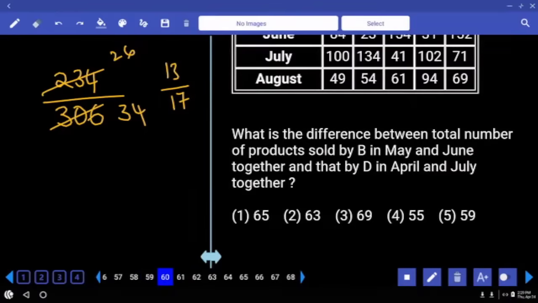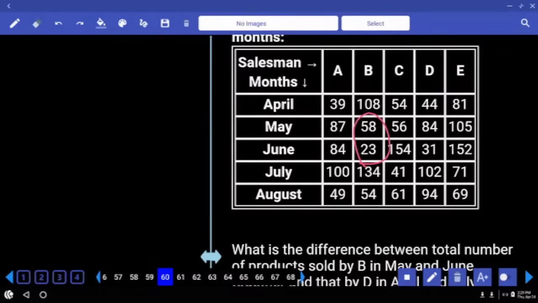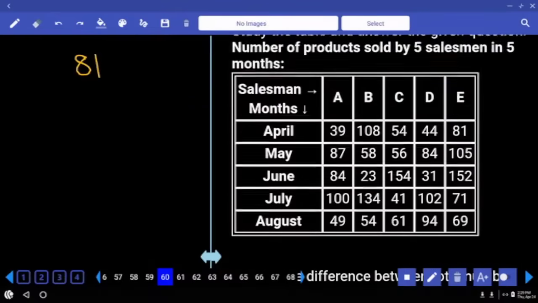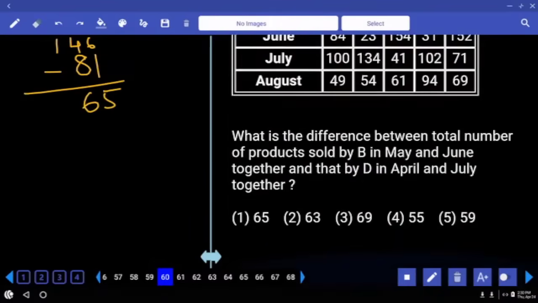What is the difference between total number of products sold by B in May, June together? B May, June together, 81. D in April, July together. D in April and July together, 146. We were asked to calculate difference only. Answer 65.